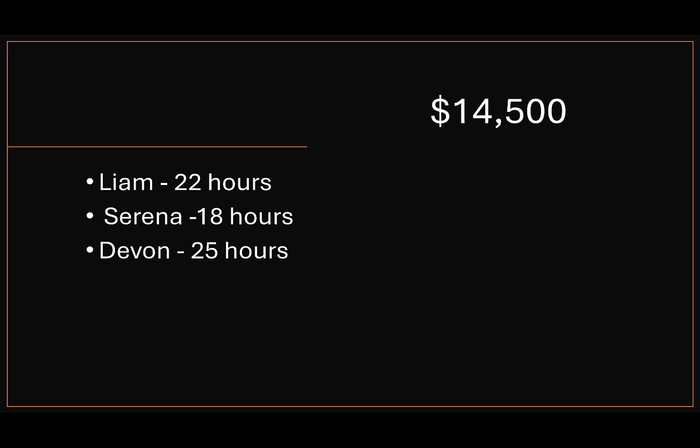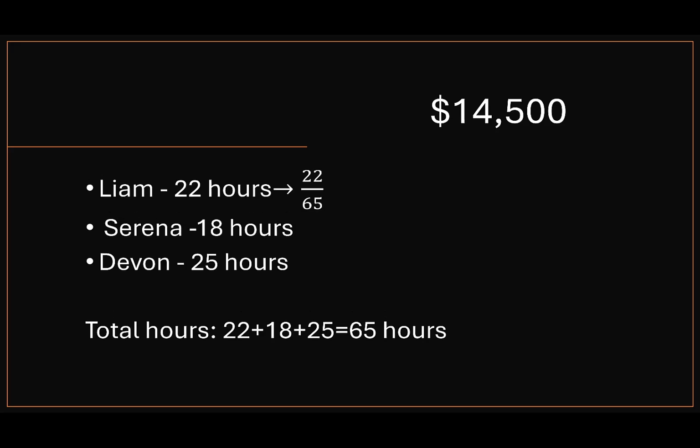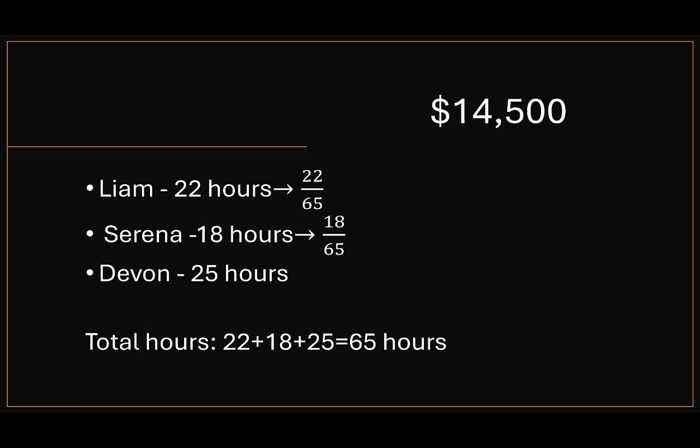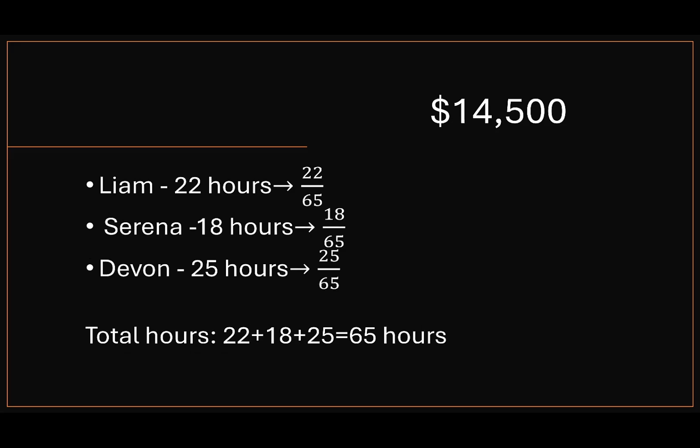The first thing we want to do is total the number of hours that these three people worked. That gives us 22, 18, and 25, which is 65. So what we need to do is figure out the proportion that each person worked on the project. Liam worked 22 out of 65 hours, Serena 18 over 65, and Devin 25 over 65.